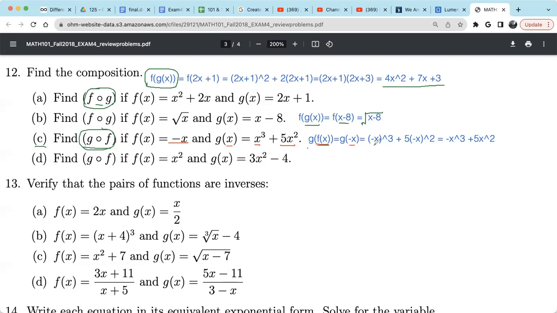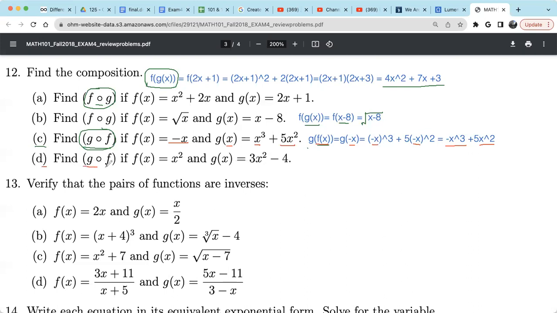So the input is negative x, so raise negative x by 3, then do the input square, then multiply by 5. Simplify this, negative x raised by 3, that's negative x cubed. Negative x squared, which is positive x squared, so we get a plus 5x squared.